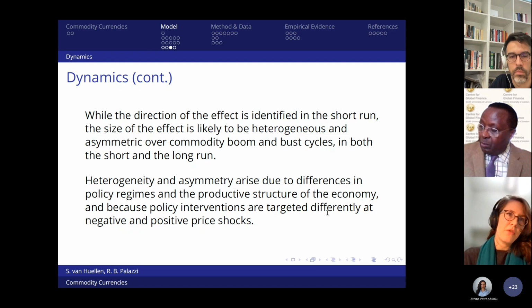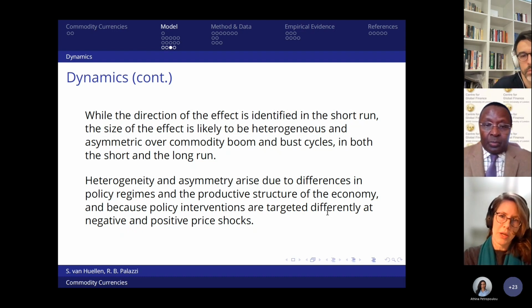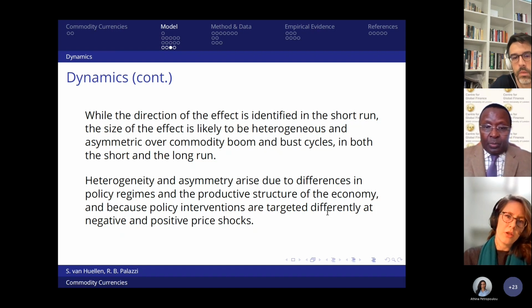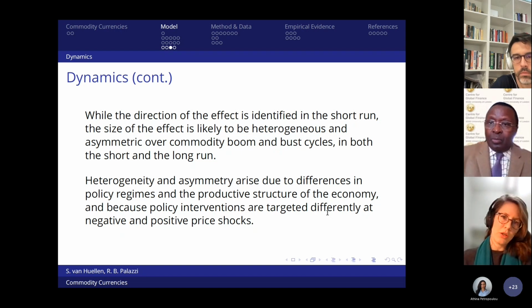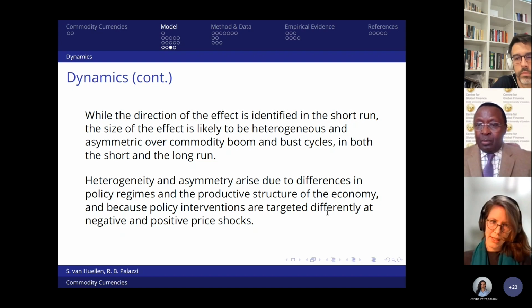So heterogeneity is defined by the degree of intervention and policies maintained by the central bank in order to manage the macroeconomy, but also by the structural composition of the economy. So what is the percentage of imports? What's the percentage of consumption that is satisfied by imports, as well as what are the policies that are used in order to respond both to commodity boom and commodity bust cycles.